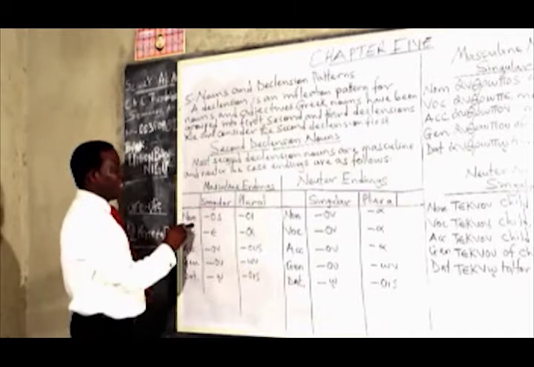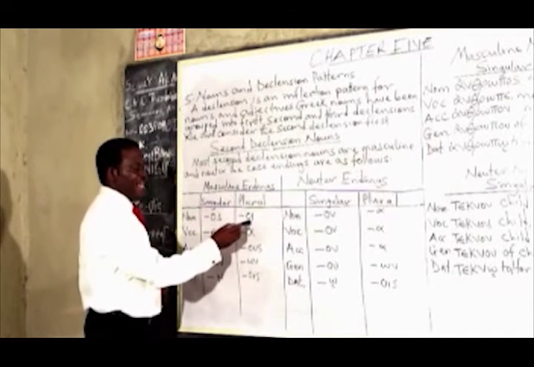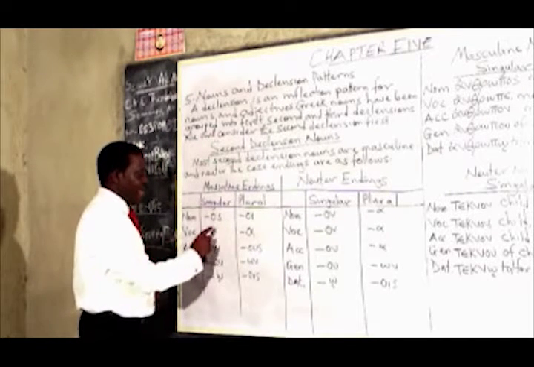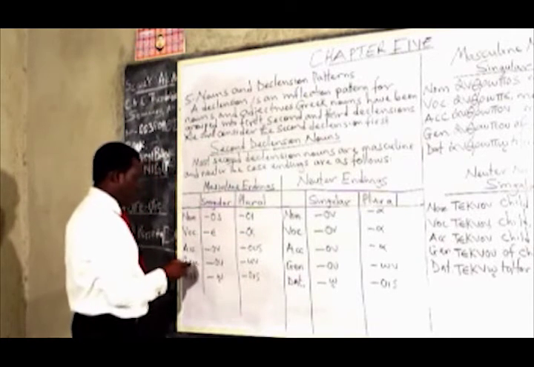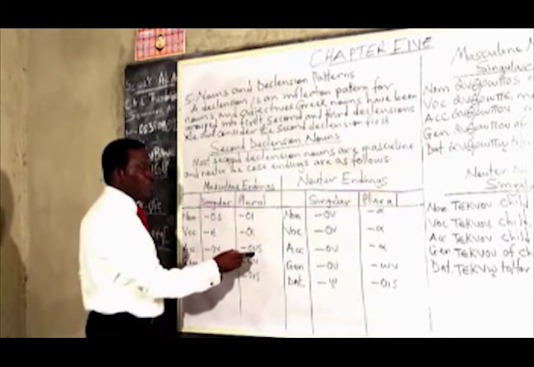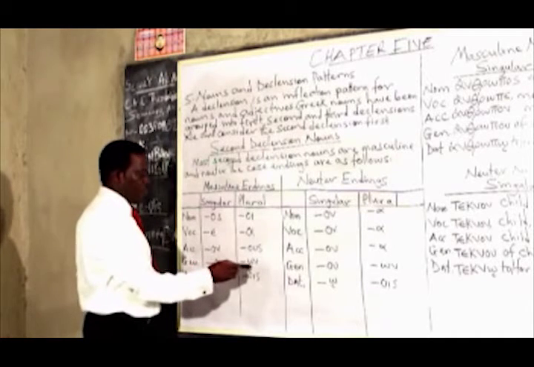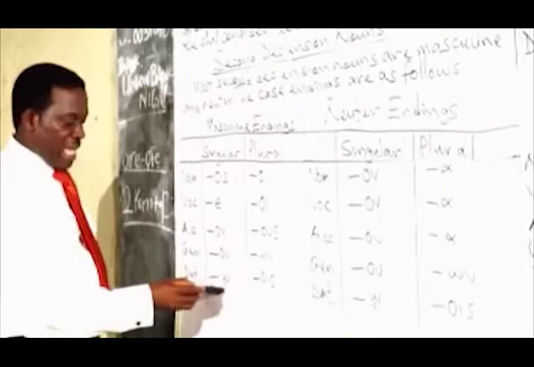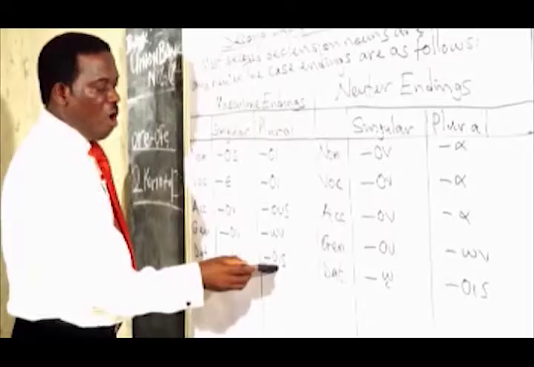These are the cases. Nominative case, singular, the ending is os. Plural, the ending is oi. Vocative, singular, the ending is e in the singular. The plural is oi. Accusative, singular, on. Plural, ous. Genitive, singular, ou. Plural, on. Dative, singular, o, with the iota subscript. The iota is silent, and the plural is ois.